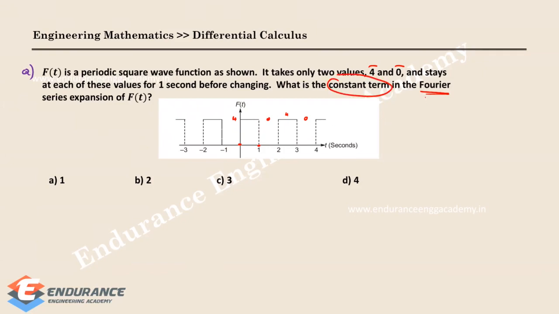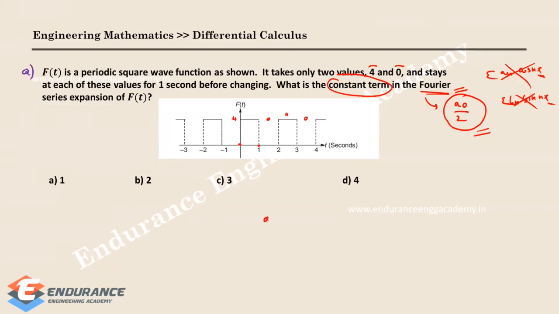We clearly know in Fourier series expansion, the constant term is a0 by 2. There will be an and there will be bn. Summation of an cos nx and bn sin nx will be there, right? But these are not constant terms because they have x in them. So the constant term is only a0 by 2. So I need to find out a0.